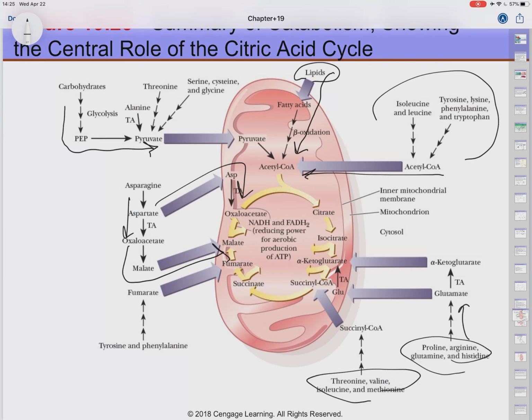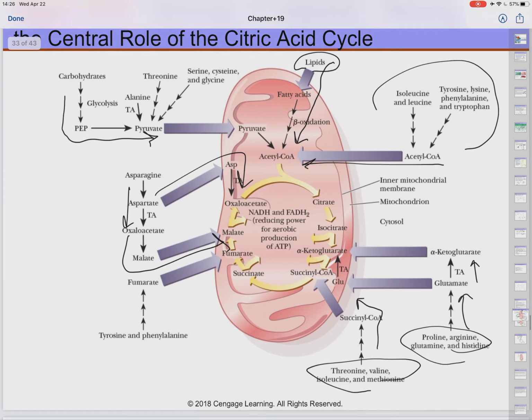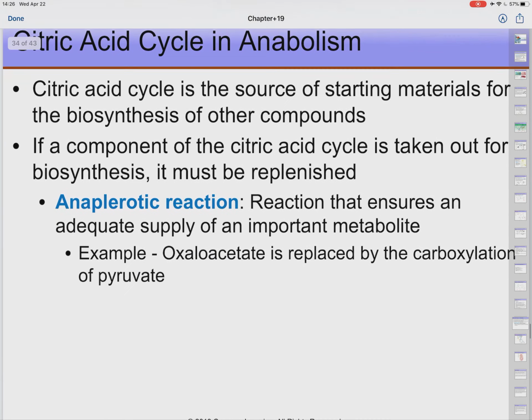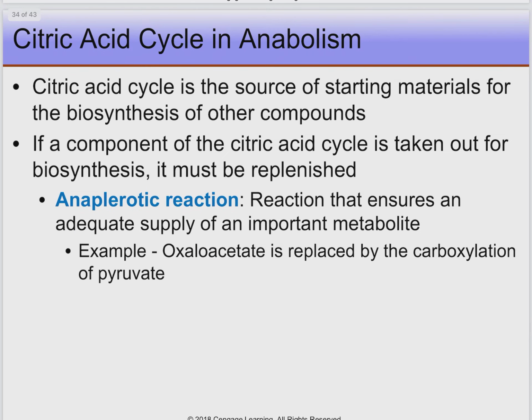A couple of other amino acids here can be glutamate. Just to be clear, earlier I was unsure if alpha-ketoglutarate became glutamine or glutamate. It is glutamate. Transamination can go right back into alpha-ketoglutarate and enter the citric acid cycle, or they can go in through succinyl-CoA. So there are lots of different entry points into the citric acid cycle for breakdown.